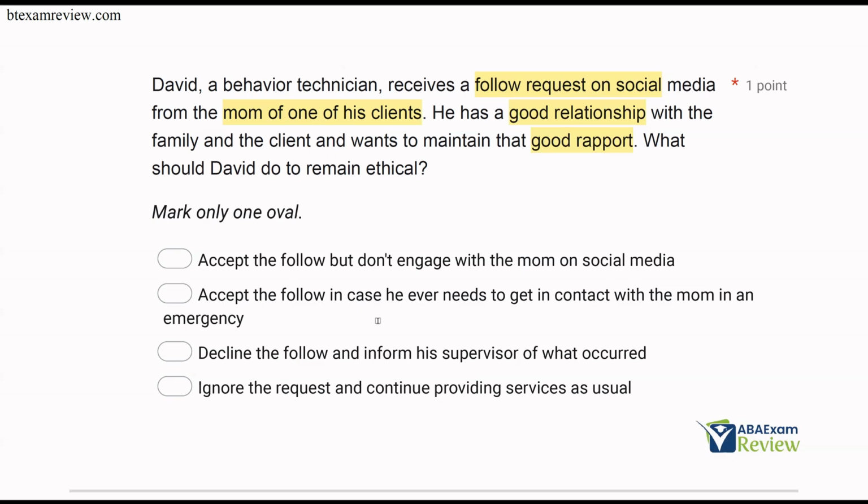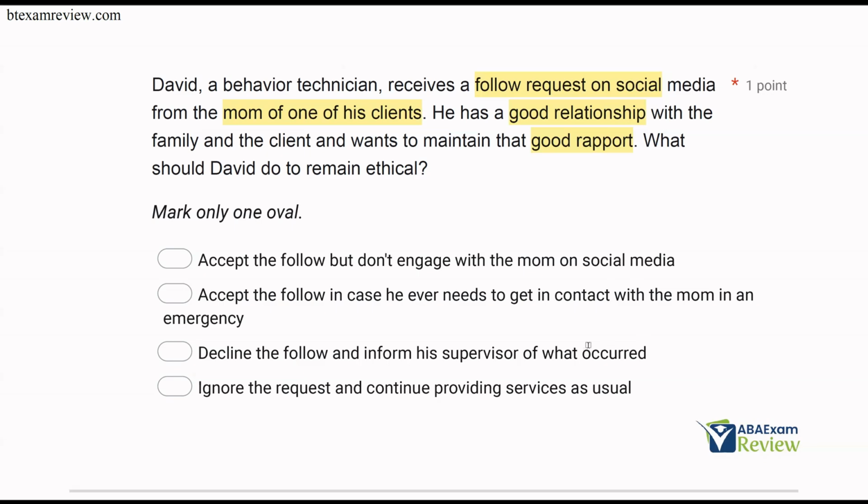B, accept the follow in case he ever needs to get in contact with the mom in an emergency. There are other ways to do that that don't involve social media, which is a very personal type of relationship. C, decline the follow and inform his supervisor of what occurred. Yes, we can't ignore it, right? So if we look at D, ignore the request and continue providing services as usual. The mom's going to wonder, right? Or maybe she's going to be curious why David doesn't want to accept her request. These are real things that happen.